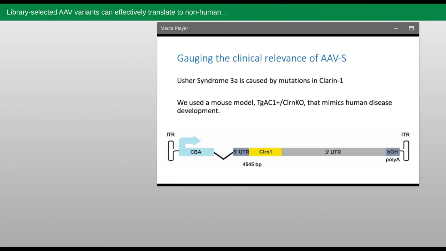So as well as expression levels, we were curious whether AVS would be relevant in a clinical context. So we decided to test it in a mouse model of Usher syndrome type 3A. Usher 3A is caused by mutations in clarin-1 and actually has a relatively slow development of hearing loss, with deafness beginning in patients as late as the second decade of life, which gives you a window of opportunity to intervene. And so we used a mouse model that reflects this.